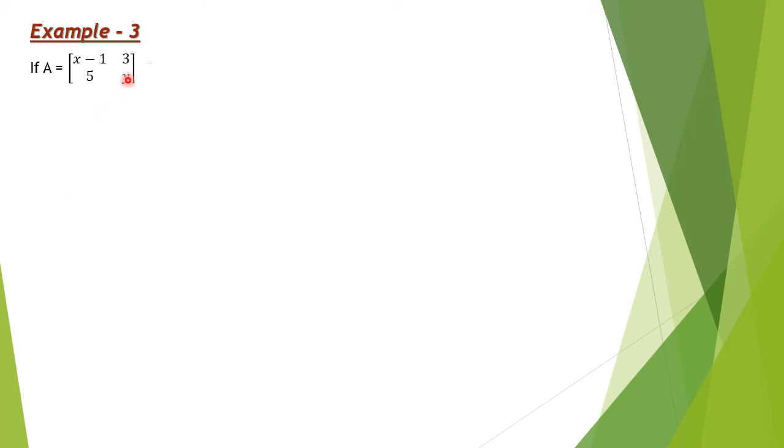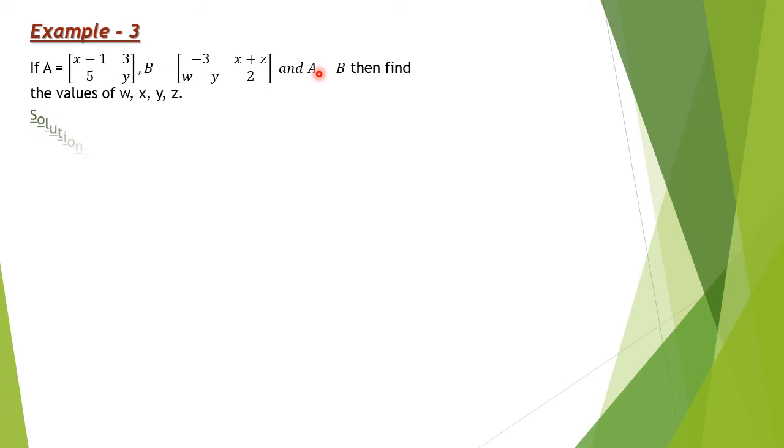It's time for example 3 now, and you can see the question on your screen. Matrix A is of order 2 cross 2, matrix B is of order 2 cross 2, and it is given that A equals B. Now we have to remember the definition of equal matrix. Two matrices are said to be equal if their corresponding elements are equal, but here it is already given that A is equal to B, so that means the corresponding elements of matrices A and B are already equal. So we will apply the same concept.